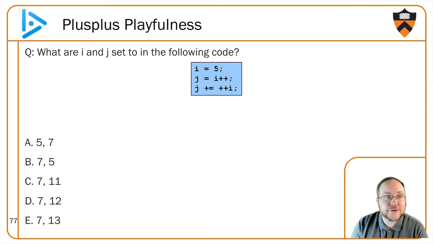Again, pause the video, see if you can figure out what exactly this code results in having I and J after the third execution.